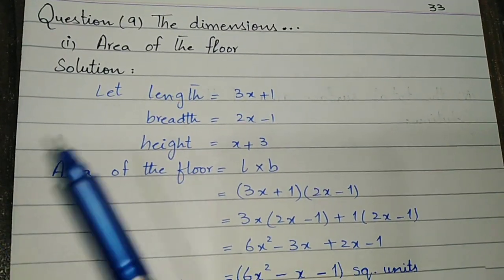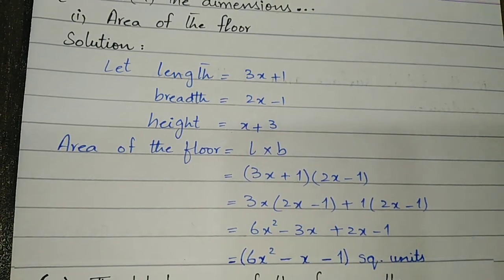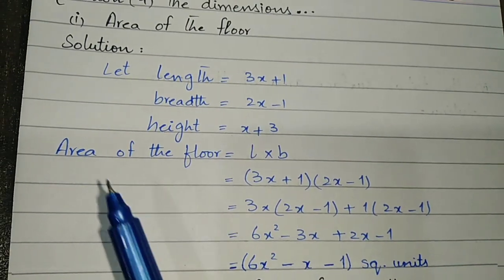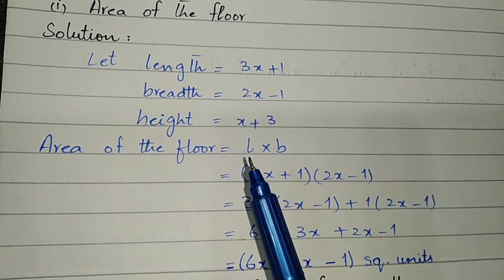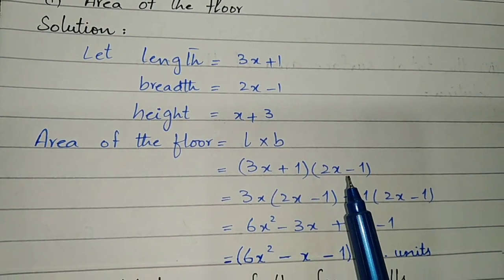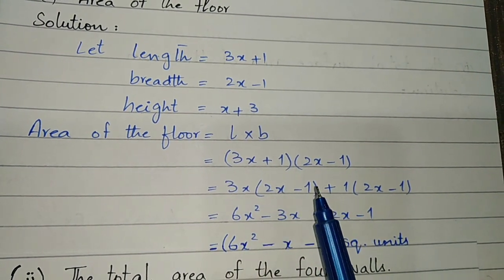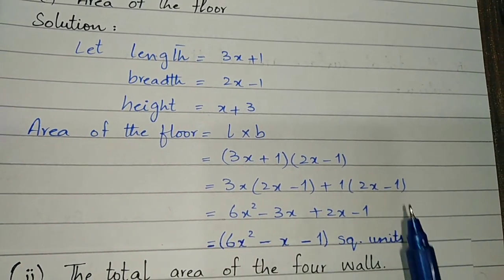So firstly we have to find the area of the floor. We have to write the length, breadth and height respectively. Length, breadth and height are not the same, so we have to apply the formula: area of the floor is length times breadth. So length is 3x + 1 and breadth is 2x − 1. So you have to multiply 3x with the whole bracket, 3x times (2x − 1) plus 1 times (2x − 1).